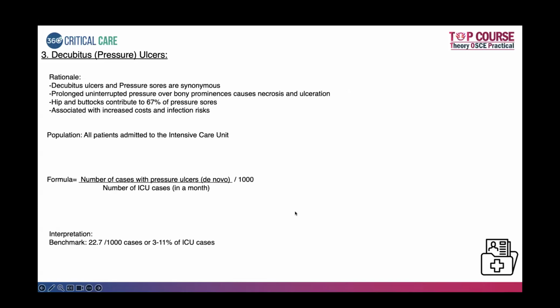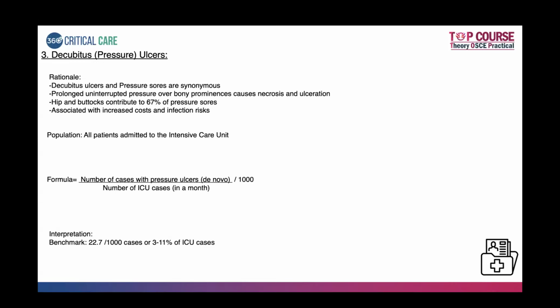Next is decubitus ulcers. Decubitus ulcers and pressure sores are synonymous. Most of us know about it. Prolonged uninterrupted pressure over bony prominences causes necrosis and ulcerations. Hip and buttocks alone contribute 67% of pressure sores. The problem with these pressure sores is that they are associated with increased cost of care and also increase the risk of infections.